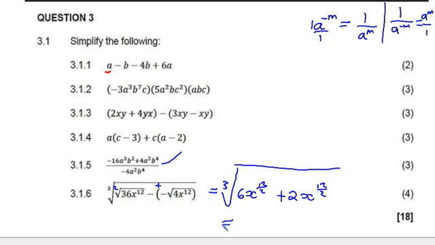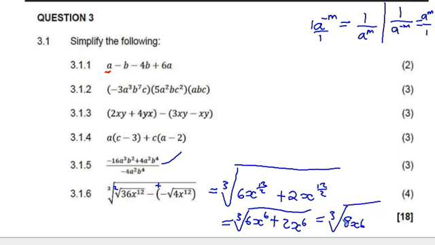And this is equal to the cube root of 6x^6 plus 2x^6. And these are like terms, so we can simplify it to be the cube root of 8x^6. 8x raised to 6. Probably I should rewrite it. Raised to a 6 there. And then simplify it from there.